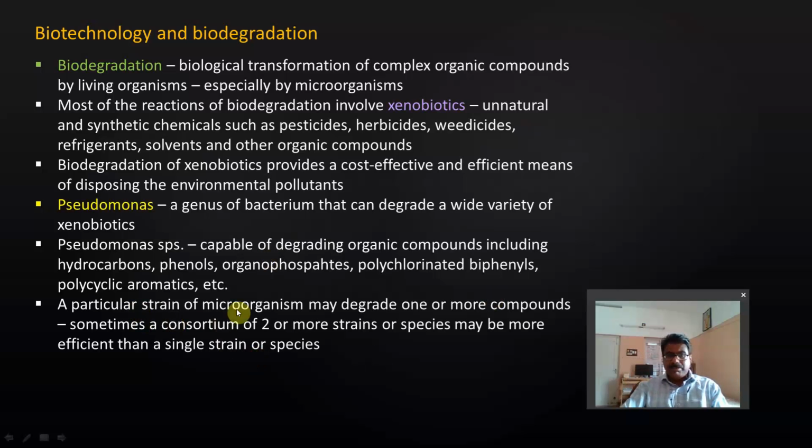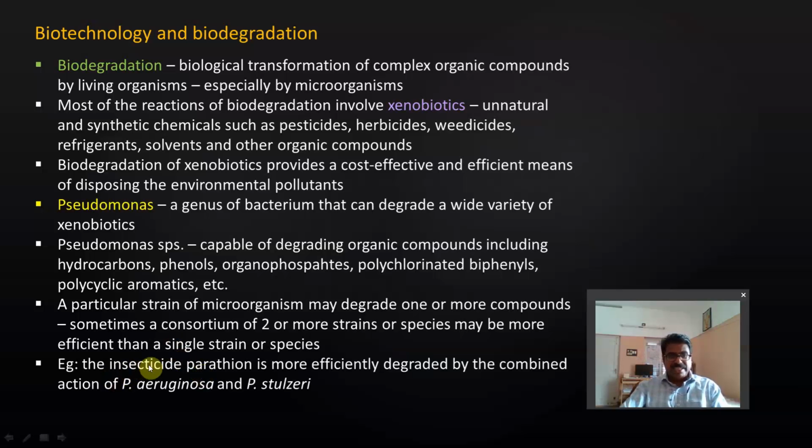So here, a particular strain of microorganism may degrade one or more compounds. Okay, even a single bacterium can degrade one or more compounds, but in most cases, a consortium, a group of 2 or more strains or species, may be more efficient than a single species because more pollutants can be degraded at the same time. For example, the insecticide parathion is more efficiently degraded by the combined action of Pseudomonas aeruginosa and Stalseri. Okay, so when two bacteria are combined together, more efficient degradation of pollutants can be done.